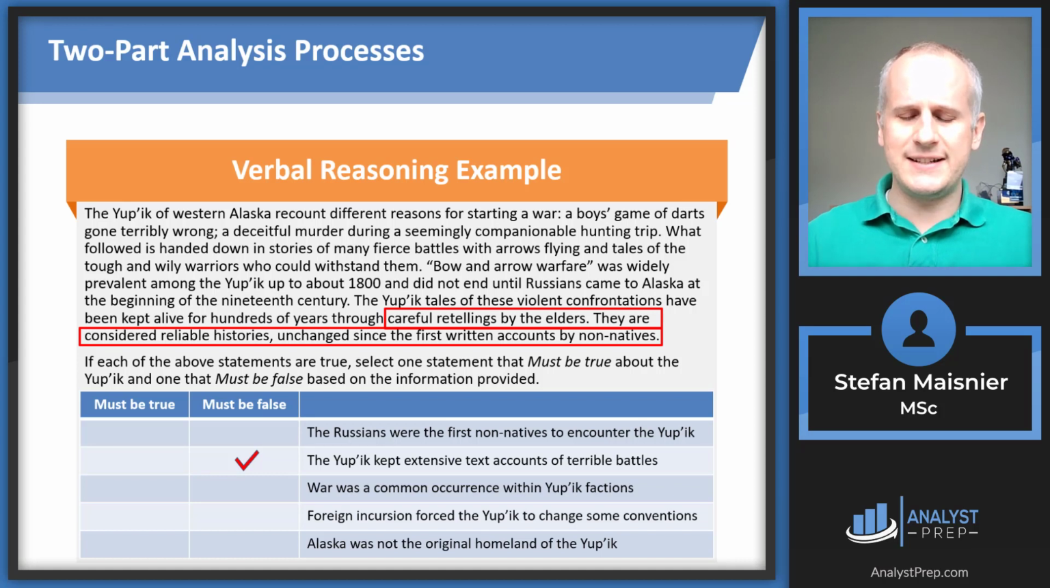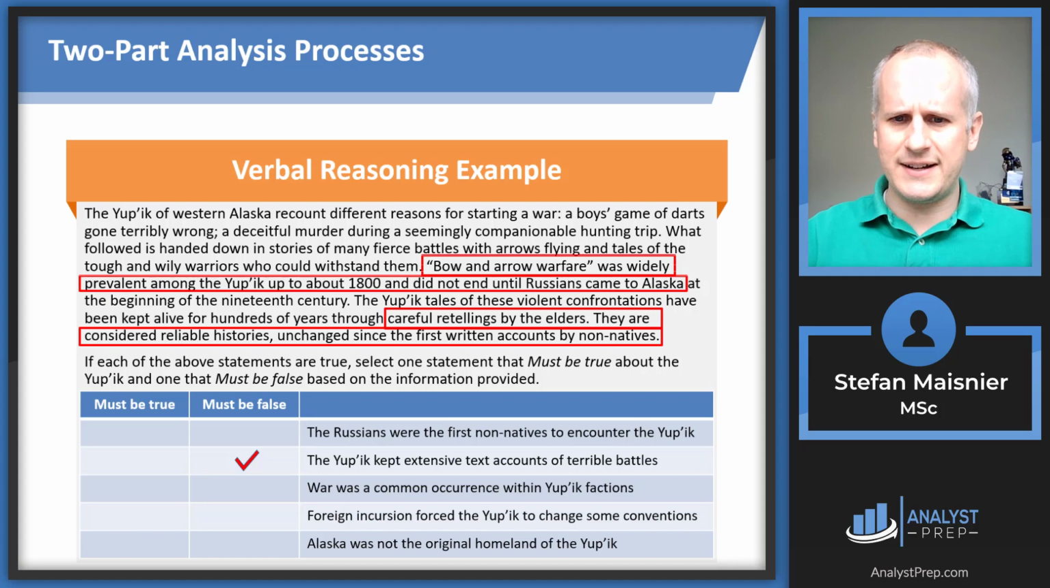Then we've got this idea of foreign incursion forced the Yupik to change some conventions. And while this may seem to be something that was not discussed, we did find in the middle of the paragraph that bow and arrow warfare was widely prevalent among the Yupik up to about 1800 and did not end until Russians came to Alaska. So therefore, when the Russians, foreigners, came and incurred upon the land, the Yupik changed their warfare techniques. Therefore, choice D must be true.